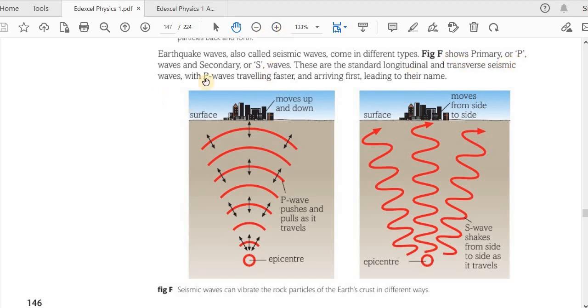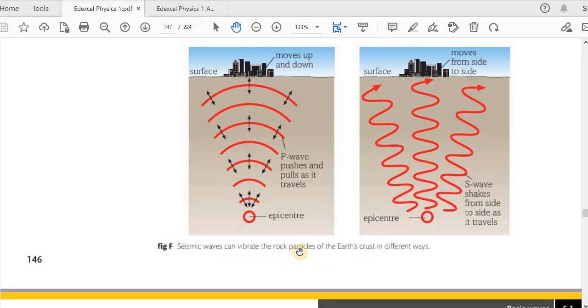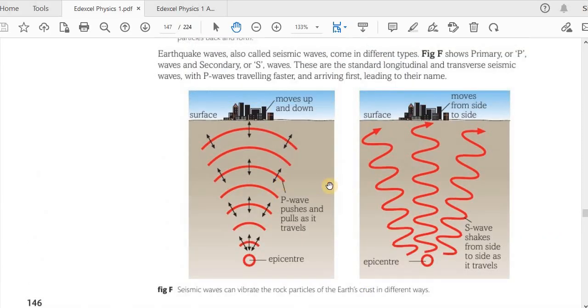Figure F shows primary or P waves and secondary S waves. These are the standard longitudinal and transverse seismic waves. So that's about seismic P and seismic S. S waves shake from side to side as they travel, so you see it is transverse. P waves push and pull as they travel, so it's a longitudinal wave. Both are earthquake waves. One is the seismic P wave, the other is the seismic S wave, longitudinal and transverse.